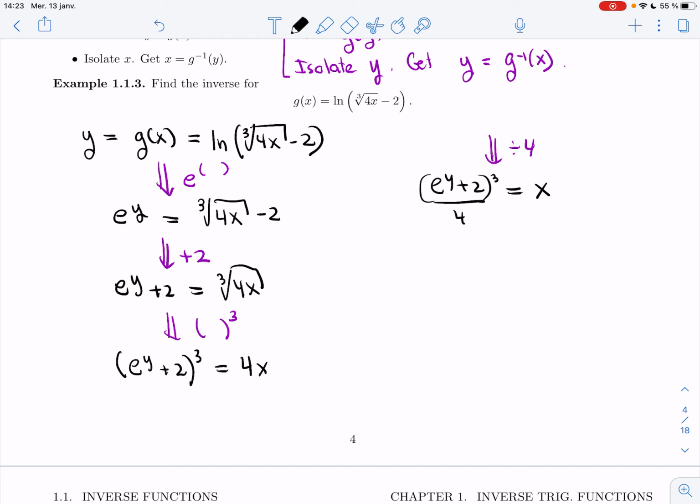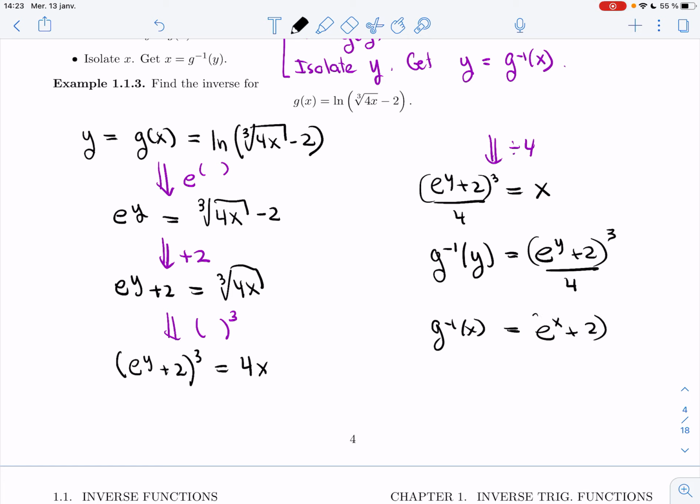So I have accomplished what I was looking to do. I isolated x, and whatever value I get for x, that's the inverse function applied to y. So g inverse of y equals e to the y plus 2, cubed, divided by 4. And if you wanted to use x as your variable, you just replace y by x. You could do it at the end, like some high school teachers. Anyways, sorry, my English sometimes slips. You could do it at the start.